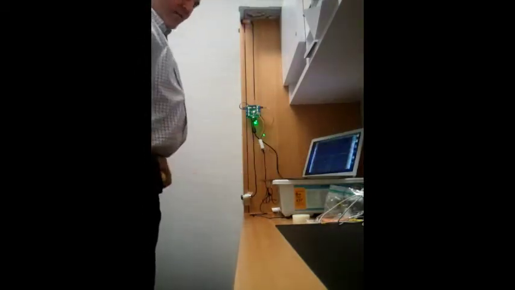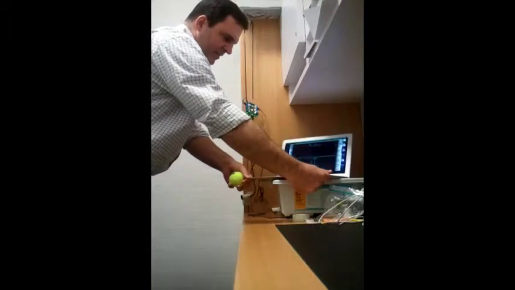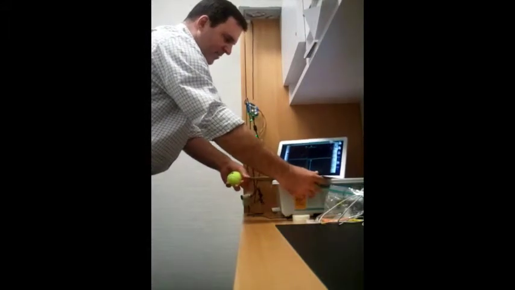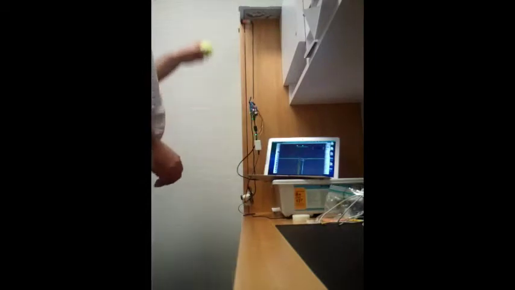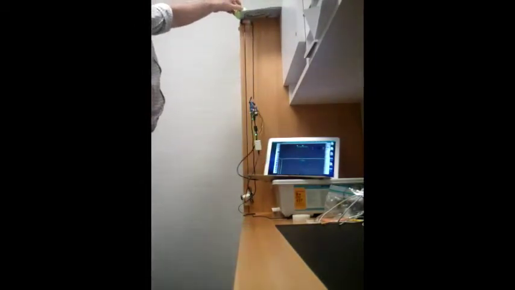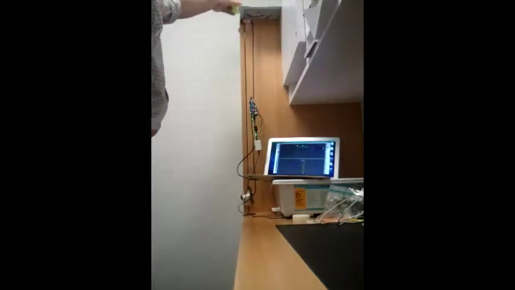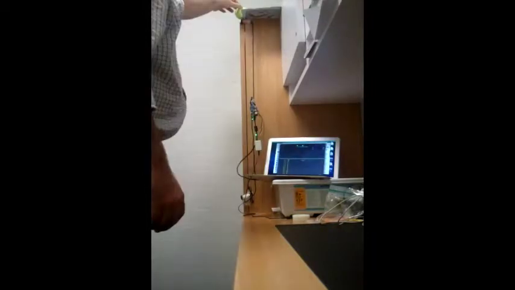So here I have the sensor board hooked up, and this is going to measure the time that it takes, and I'm just going to drop a tennis ball. So I'm going to start measuring, kind of get out of the way, let it fall, and I might have to do it a couple times till I get both yellow and cyan readings.